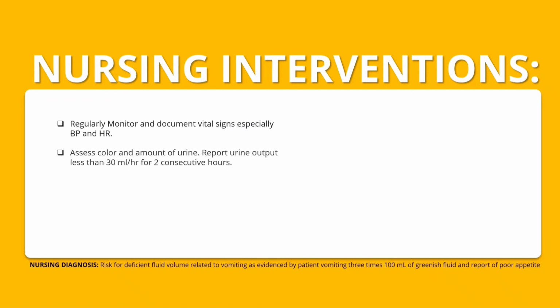Next is to assess the color and amount of urine. Report urine output less than 30 ml per hour for 2 consecutive hours. The reason for that is a normal urine output is not less than 30 ml per hour. Concentrated urine denotes fluid deficit.